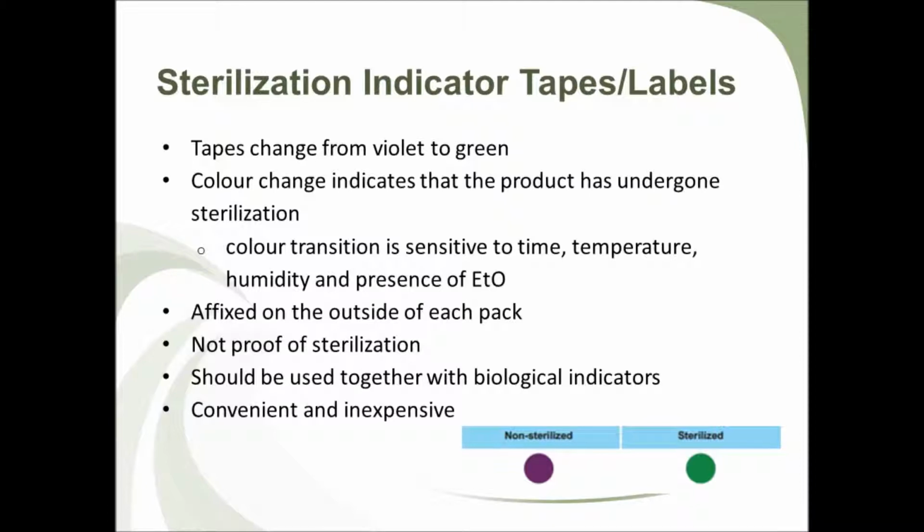Chemical indicators should be used in conjunction with biological indicators, but should not replace them because only a biological indicator composed of heat-resistant spores can measure the microbial killing power of the sterilization process. It is a convenient and inexpensive method to distinguish the items that have undergone sterilization.